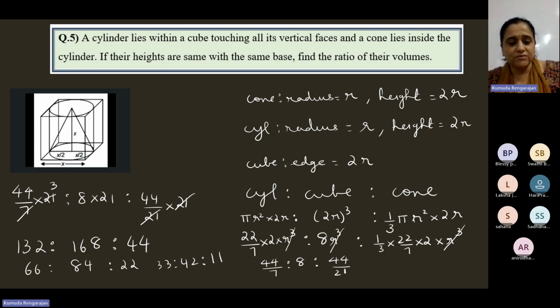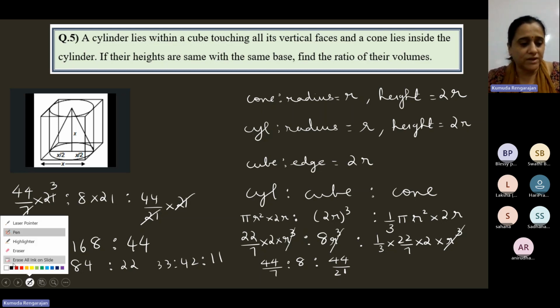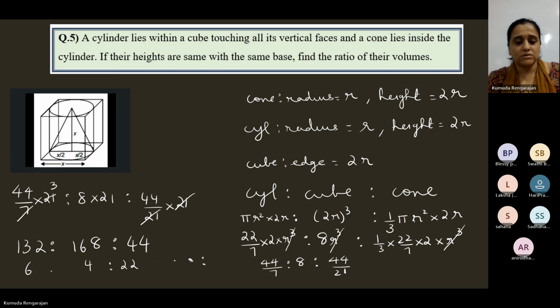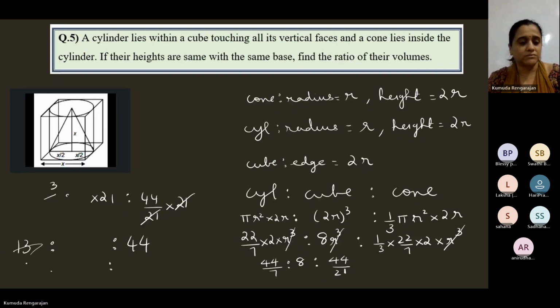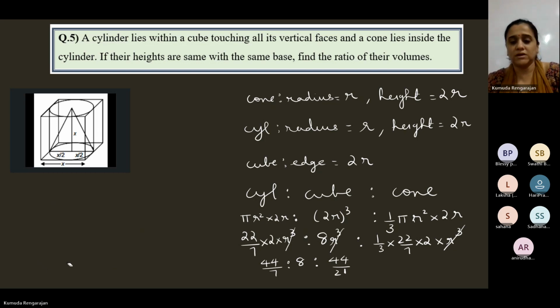Okay, so I did not simplify here, I told you, no. So let me simplify. So we got the same answer, except the order is different. 42, 33, and 11 it is here. Yeah, children.